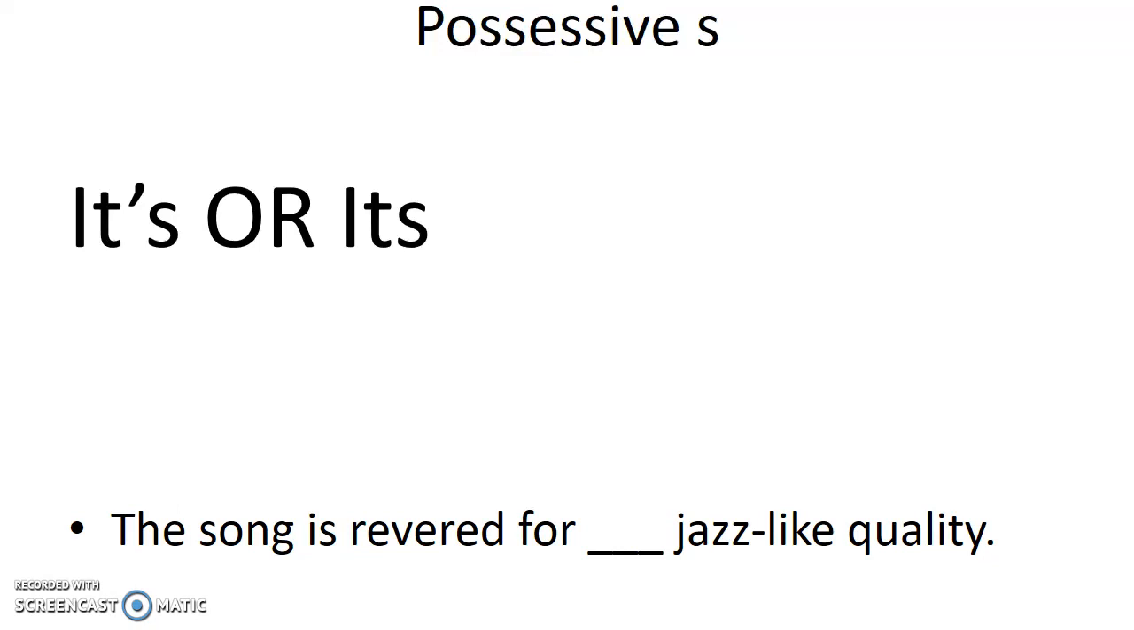Before we take a look at those rules, let's remember its. Now, people get confused with its as well. In this sentence here at the bottom of the screen, the song is revered for its jazz-like quality. Which its are we using? Are we using apostrophe S or are we using ITS? Take a moment to think of that. Once you've made a choice, make your choice. Have you made your choice? All right, here we go.